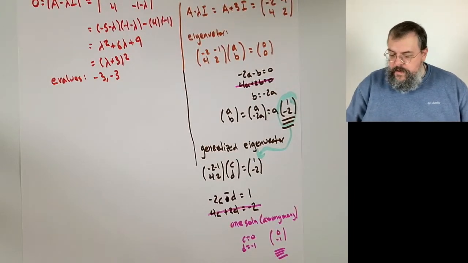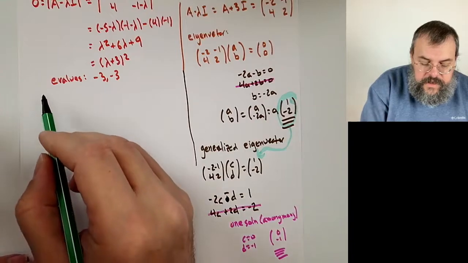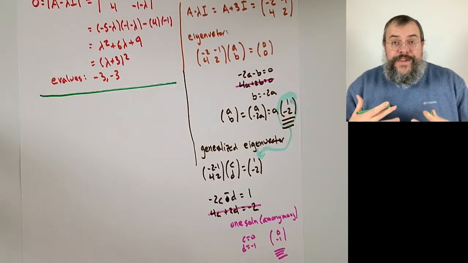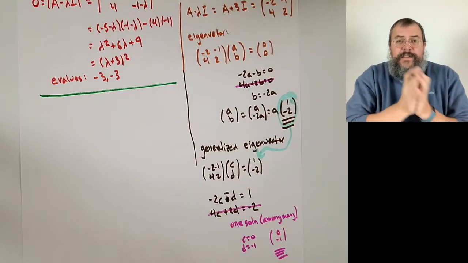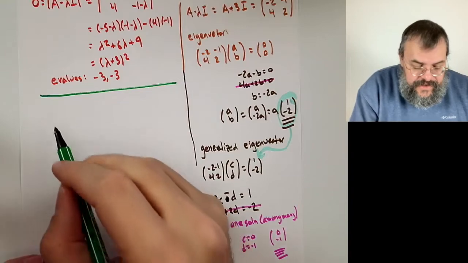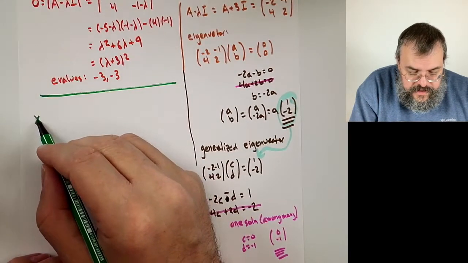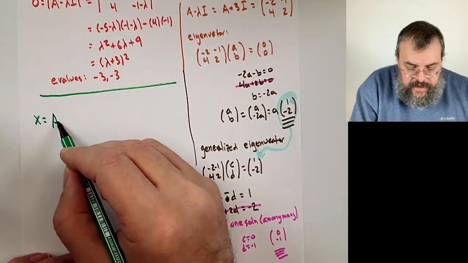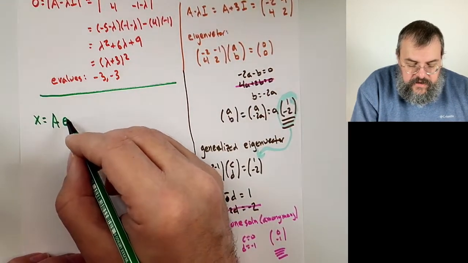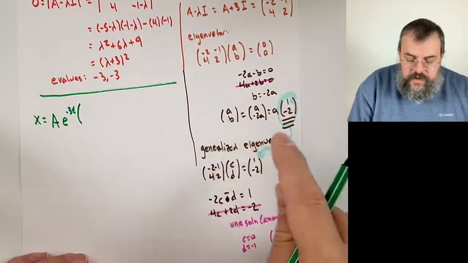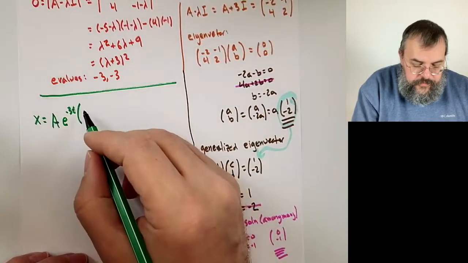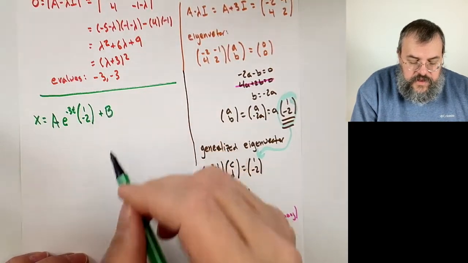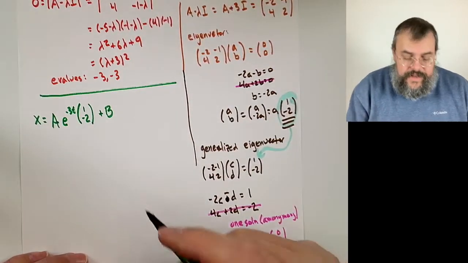And here's the idea. Once you have these, what you've really been doing is constructing solutions. See, our eigenvector, eigenvalue pairs are solutions. So we know that one solution is, and I'll choose, say, there's some constant A, and then it's e to the eigenvalue times eigenvector, 1, minus 2. And now the second solution, here's where we have to do the generalized eigenvector.